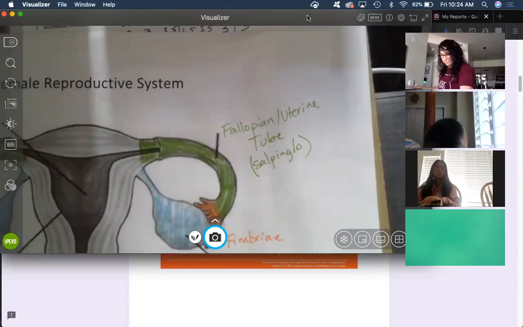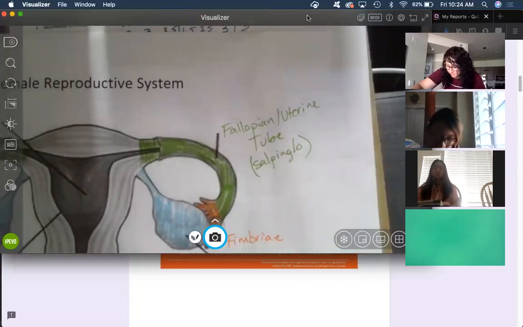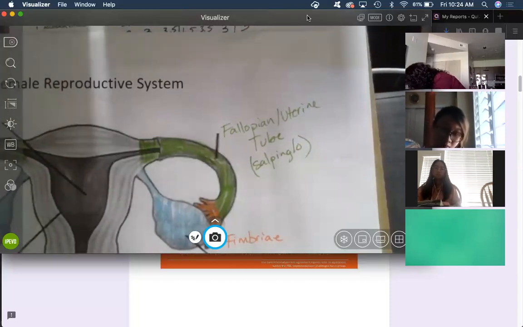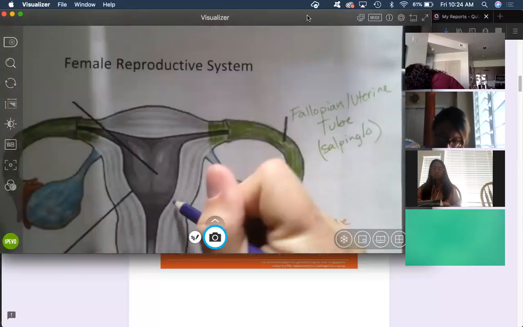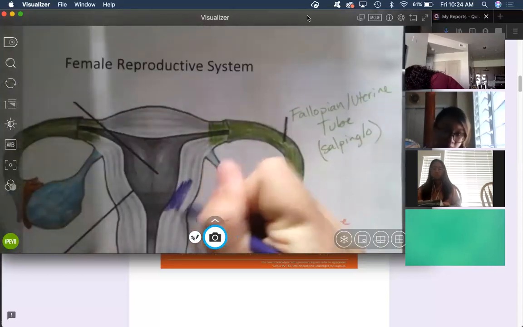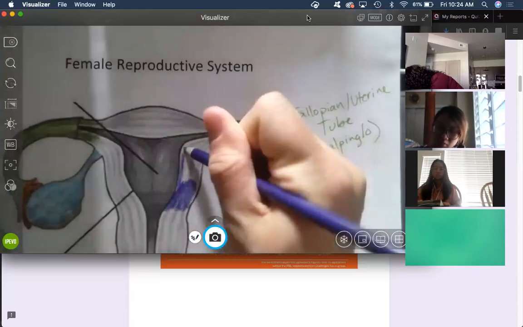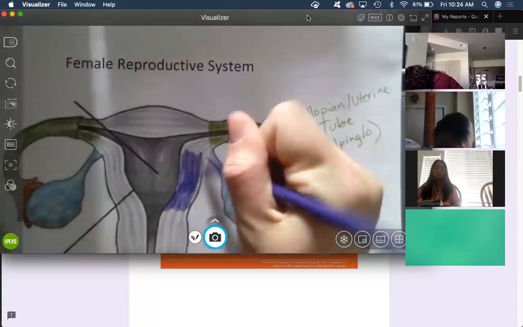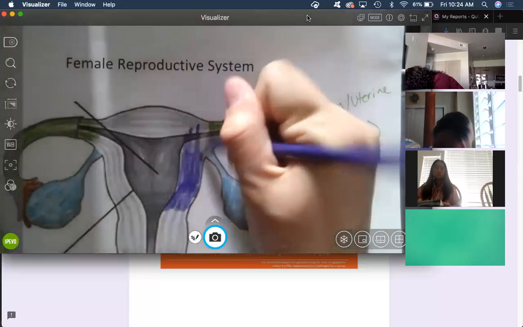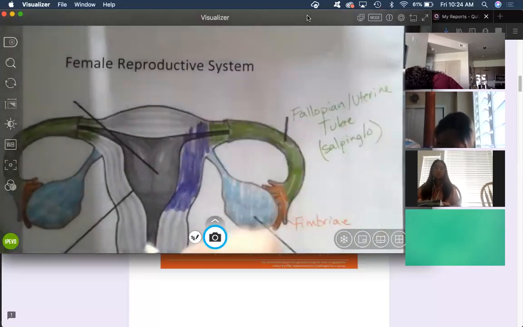The fallopian tubes enter into the uterus. So we have the uterus. The bottom 1/3 of the uterus is called the cervix. During childbirth, they look to see how dilated the cervix is. The cervix is the bottom portion of the uterus. So this top 2/3 basically, this is the uterus.